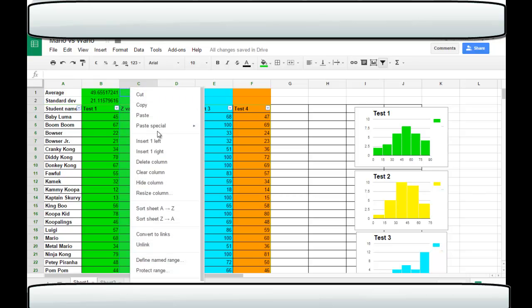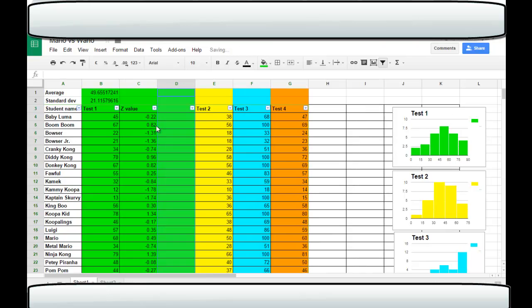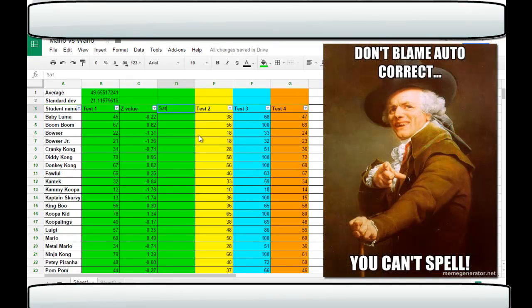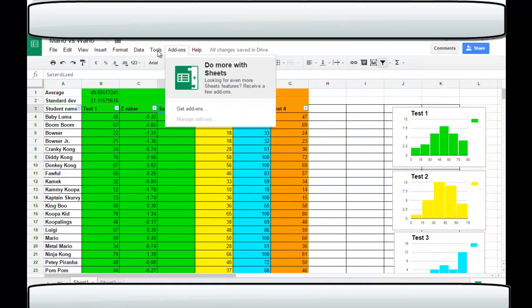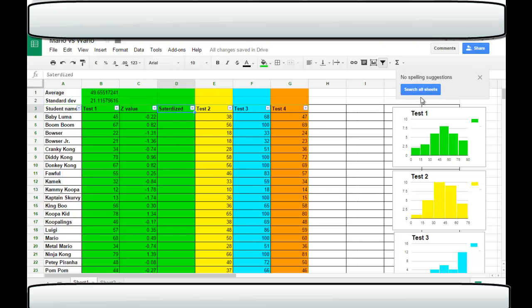And I could insert a column, excuse the spelling, because standardized, probably badly spelt. Embarrassing, but that's fine. If that's not spelled correctly, then that's just life, I'm afraid.